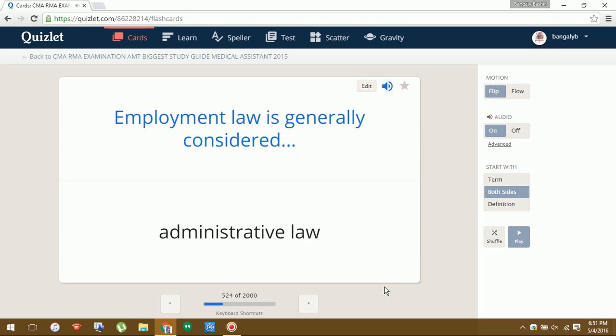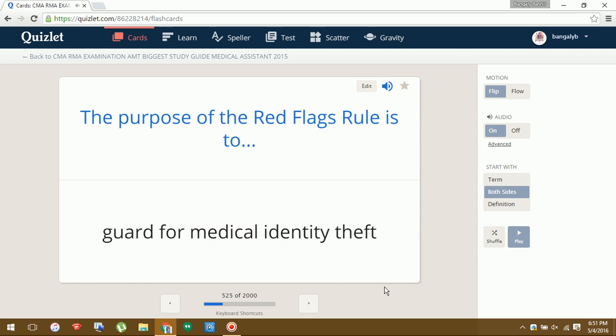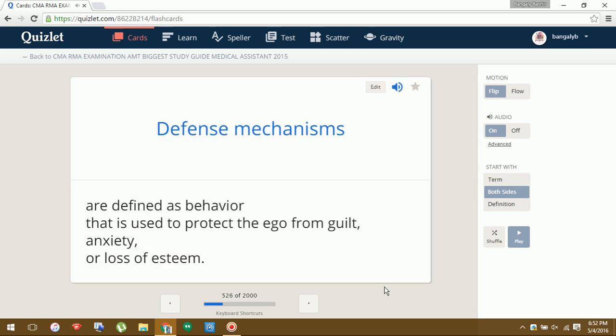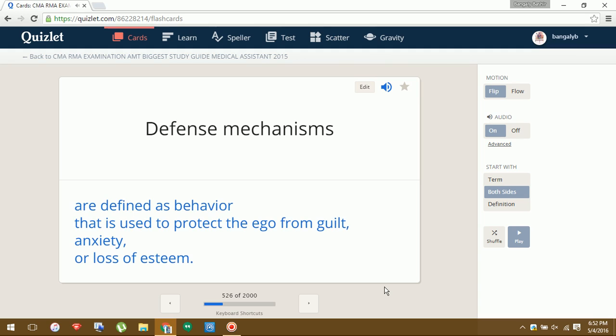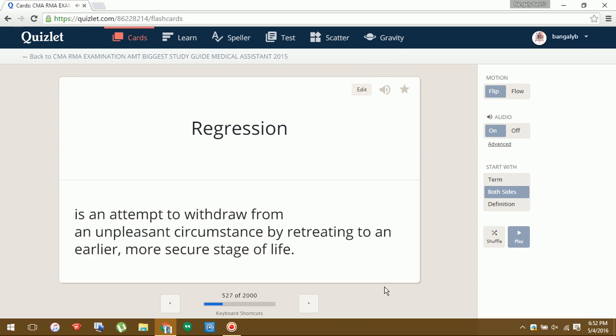Employment law is generally considered administrative law. The purpose of the red flags rule is to guard for medical identity theft. Defense mechanisms are defined as behavior that is used to protect the ego from guilt, anxiety, or loss of esteem. Regression is an attempt to withdraw from an unpleasant circumstance by retreating to an earlier, more secure stage of life.